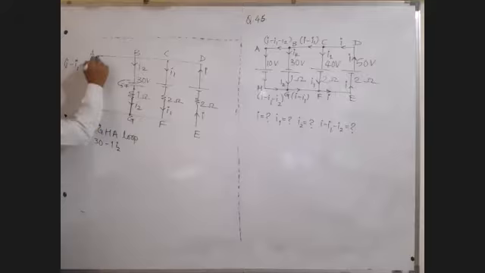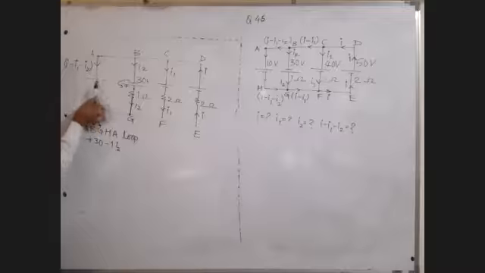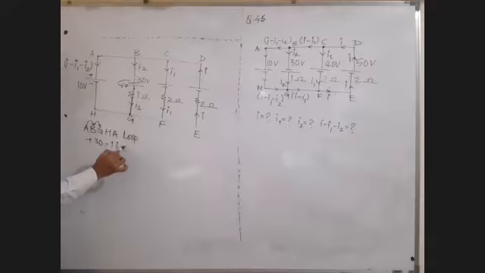From H to A there is a battery. I am moving from H to A, so negative to positive, EMF is positive. This battery is of 10 volt, so plus 10. I came at point A, so the sum is equal to 0.